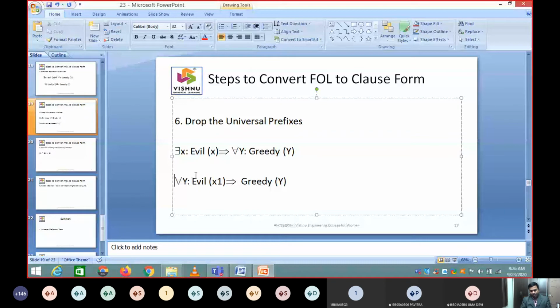You can eliminate all the existential and universal quantifiers, because the y value at some point you will substitute while applying the resolution mechanism. So 5 and 6 are the same. 5 is dropping the existential quantifier, 6 is dropping the universal quantifier. 7 is very simple, that we have seen.